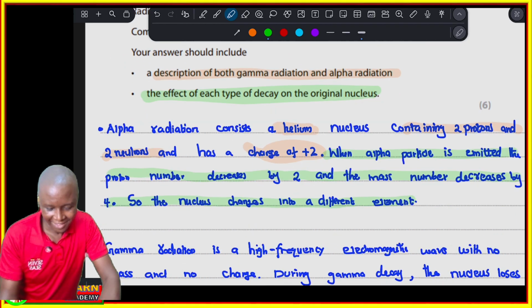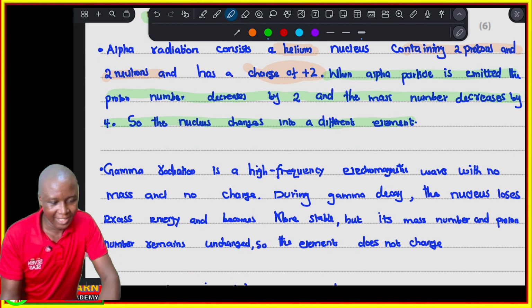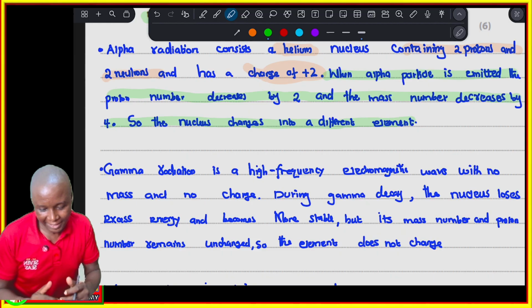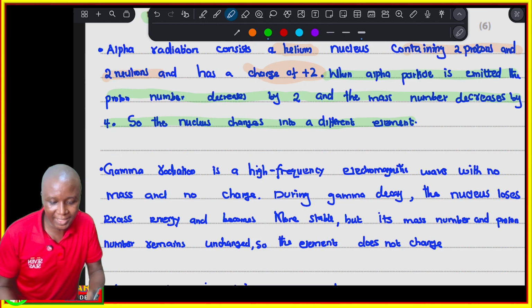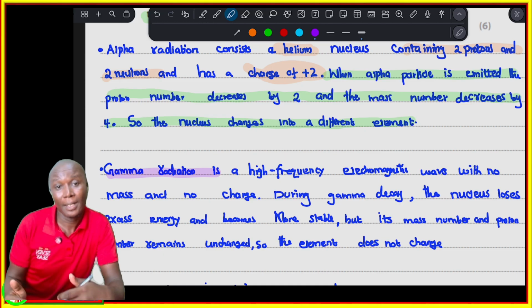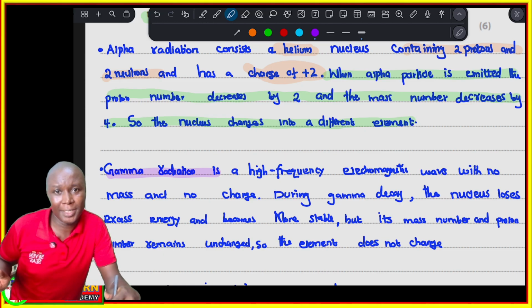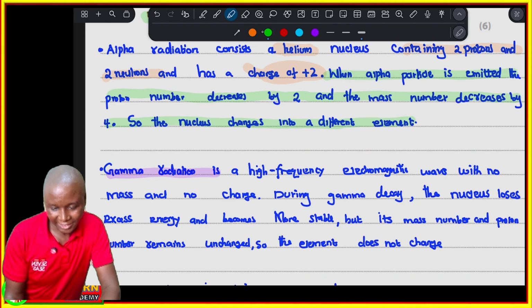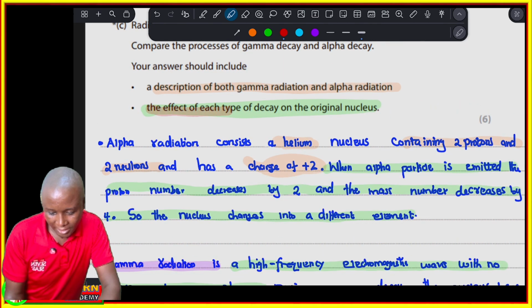Then I moved on to gamma radiation, and I said, in the description of who gamma radiation is, gamma radiation is made of high frequency electromagnetic radiation. So I started with gamma radiation. I'm trying to make the examiner understand that I know who gamma radiation is. So I said, yes sir, I know it's high frequency electromagnetic radiation, has no mass and no charge. Now let's go ahead to this second part.